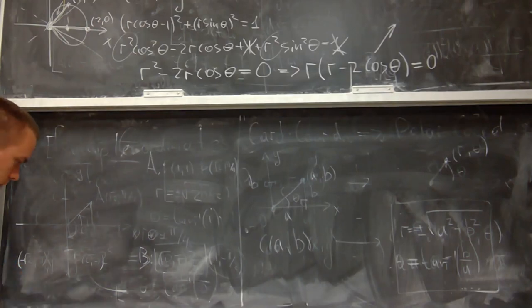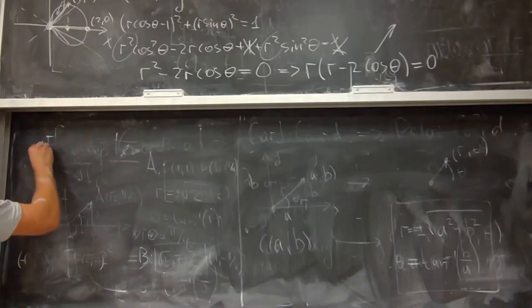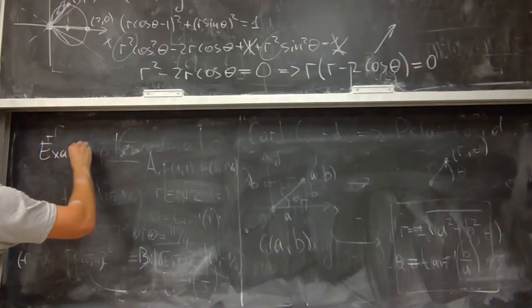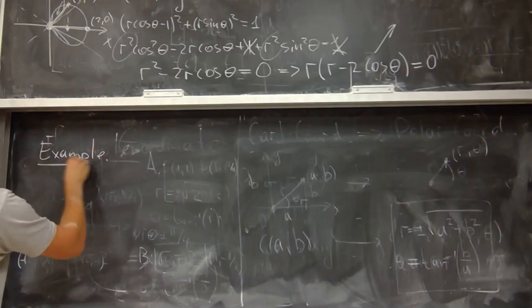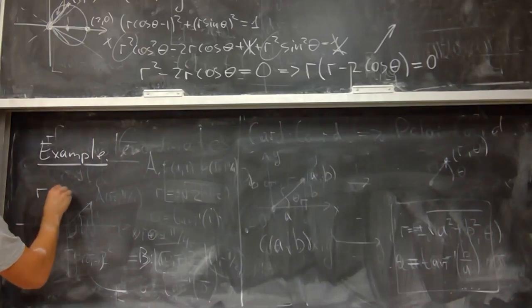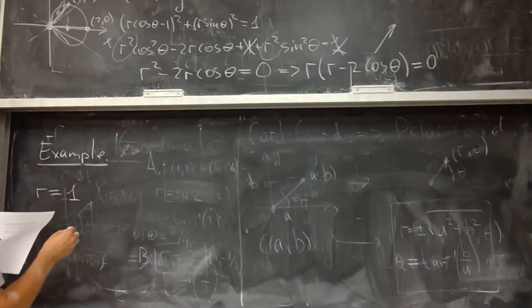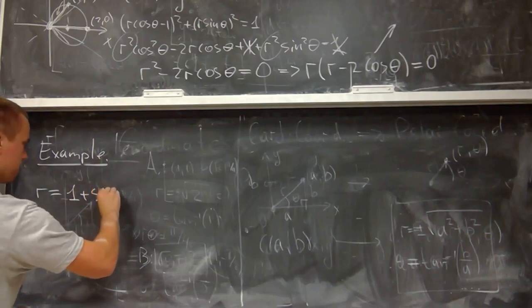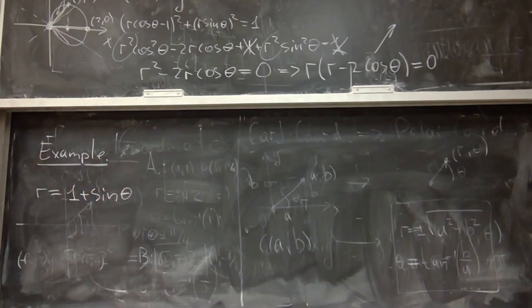Okay, so the next example that I want to do, I want to find the graph. So right now, let's remind ourselves. First we started with Cartesian equations and found the equation in terms of polar coordinates. But right now we are given just a polar equation, r = 1 + sine theta, and I want to draw this function in terms of polar coordinates. So I want to find the graph of this function.